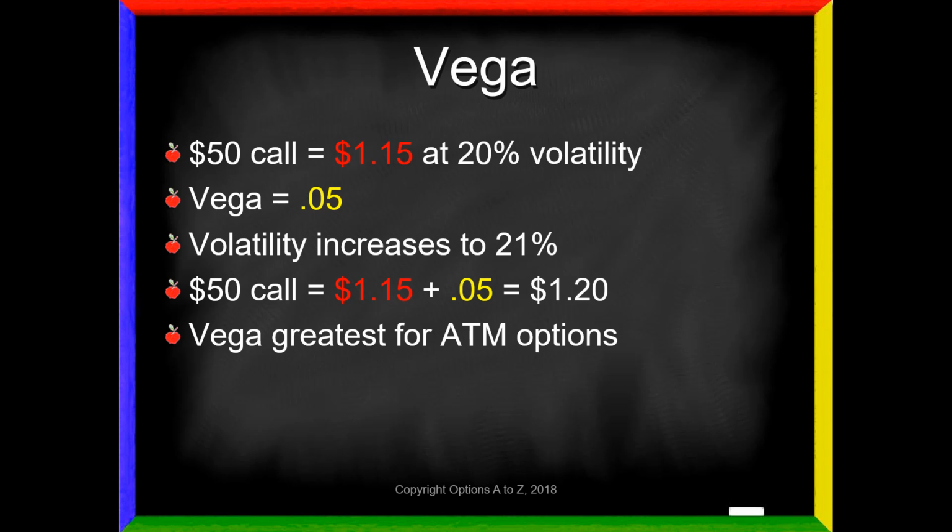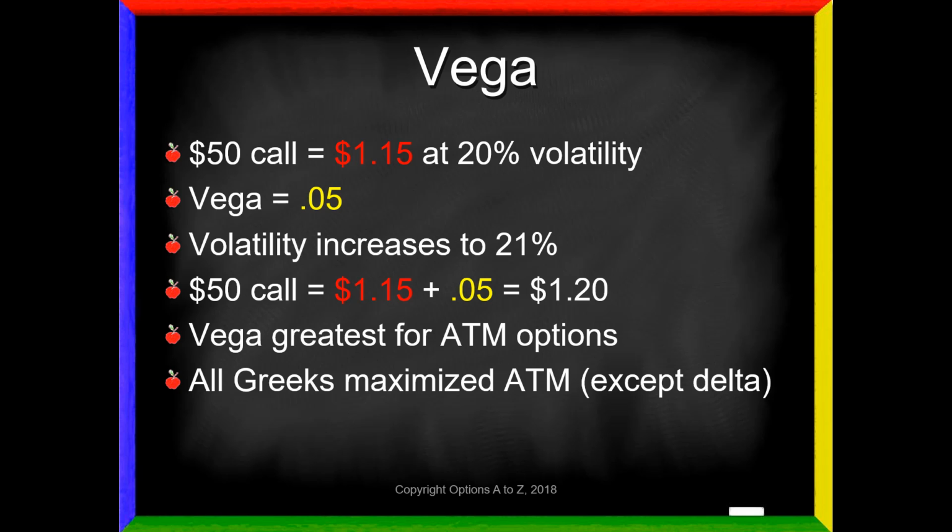Vega is the greatest, in other words, it's maximized for at-the-money options. So for any given expiration, if you find your at-the-money option, again, that's the one whose strike is trading very close to the current stock price, it will have the largest Vega. That's actually true for all of your Greeks. They are all maximized at the money with the exception of delta.